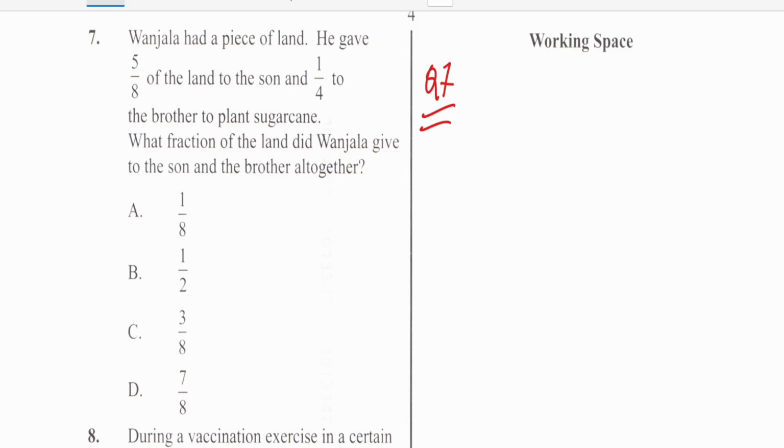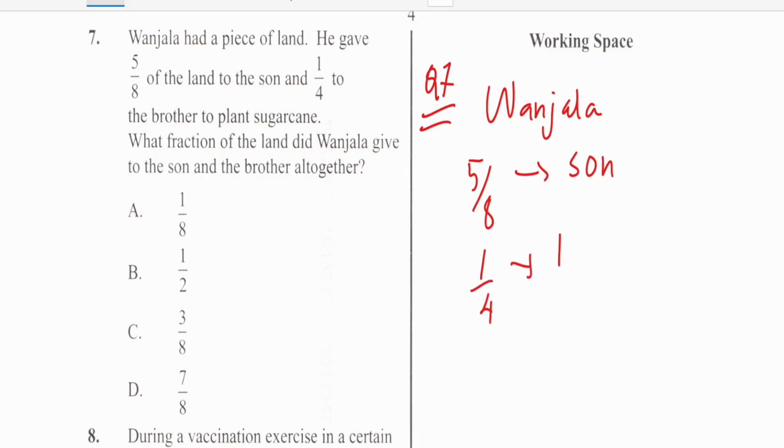Okay, so a person called Wanjala, he had a piece of land. He gave 5/8 of the land to the son, and then gave a quarter to the brother. Okay, now the question is asking you what fraction of the land did Wanjala give to the son and the brother all together? This is a very easy question.